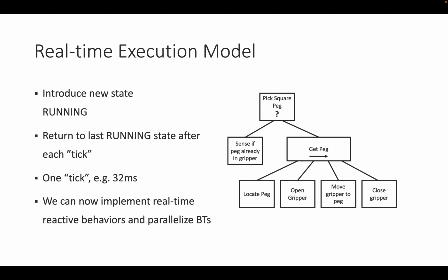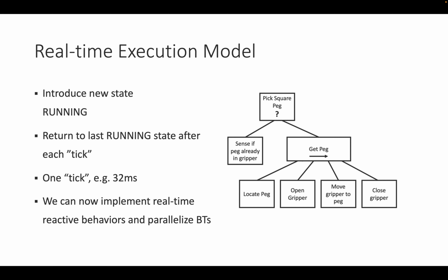So what you would usually do is you would introduce some kind of real-time execution model to your behavior trees, and this introduces one new state which is called running. So before we had the states could be success or failure. Now there's a third one which is running, and while I move the gripper to the peg, the state returns running until it succeeds when it issues success.